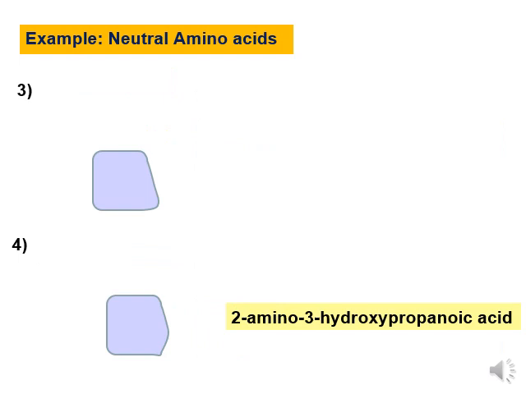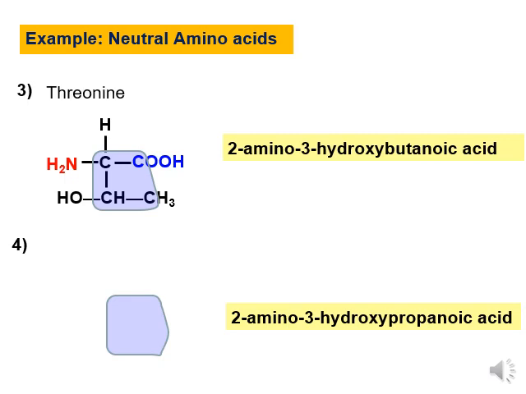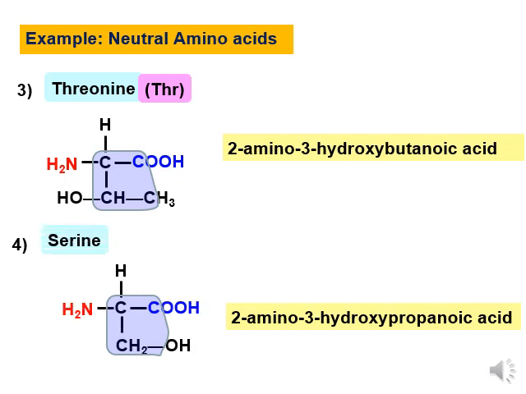So continue with another example of neutral amino acid, which will be threonine. The parent name is butanoic acid plus the substituent. So it will be 2-amino 3-hydroxy butanoic acid. And the next neutral amino acid will be serine, which as you can see here, the parent name is propanoic acid. So full will be 2-amino 3-hydroxy propanoic acid.